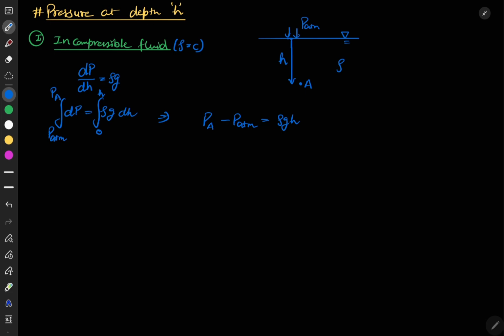So from here we can write pA is equal to p atm plus rho gh, and this pA is actually absolute. And we can write pA gauge is equal to rho gh. So these are the points you should know.